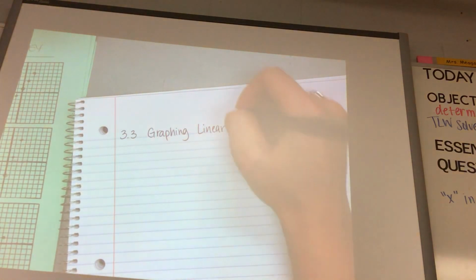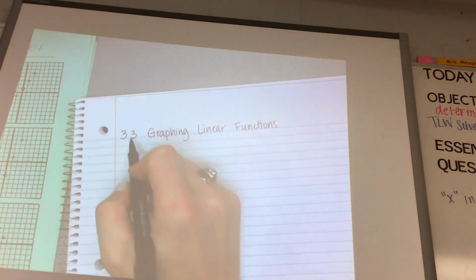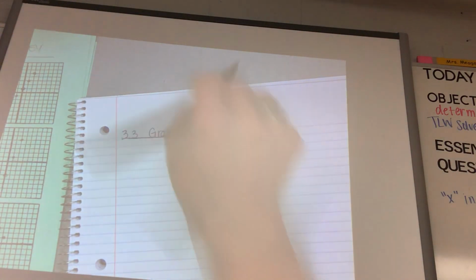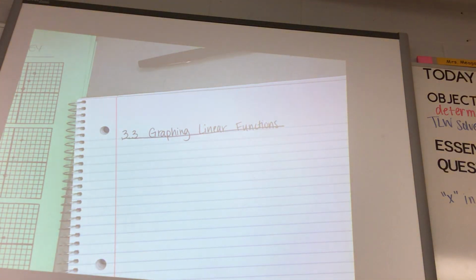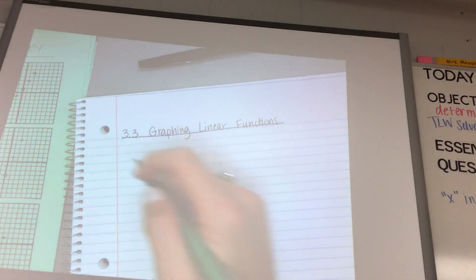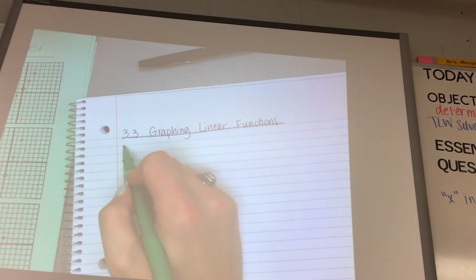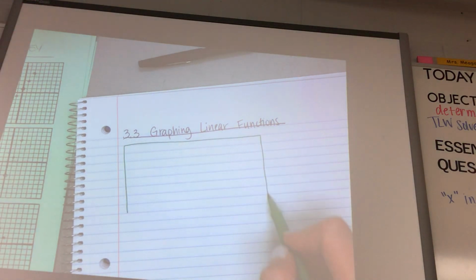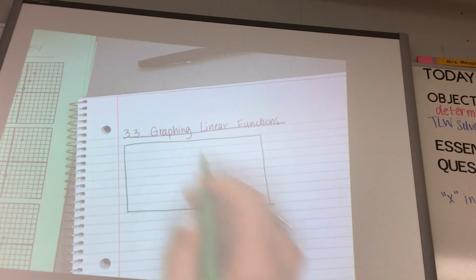All right, so we're trying to get back in the swing of things after our 4-day extended weekend. So what we're going to do first is we're going to make a chart. And it doesn't matter how many lines it is. You're going to need at least 5 lines down. And on the top, you need to make 3 columns. The middle column is wider.